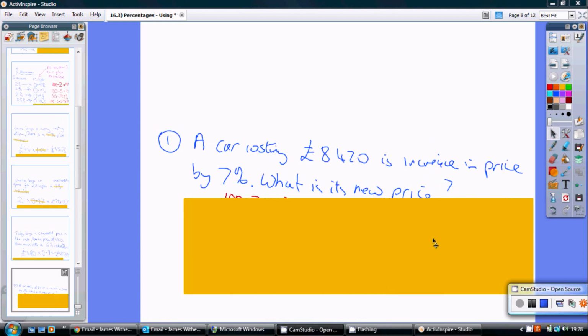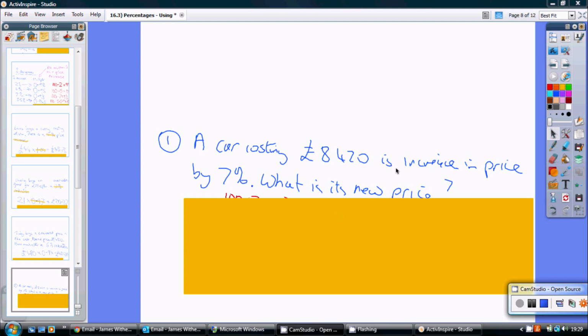So here's another one for you to have a go at. A car costing £8,420 is increased in price by 7%. What is its new price? So pause the video, copy out the question and have a think, and pop the video back on when you think you've got an answer.